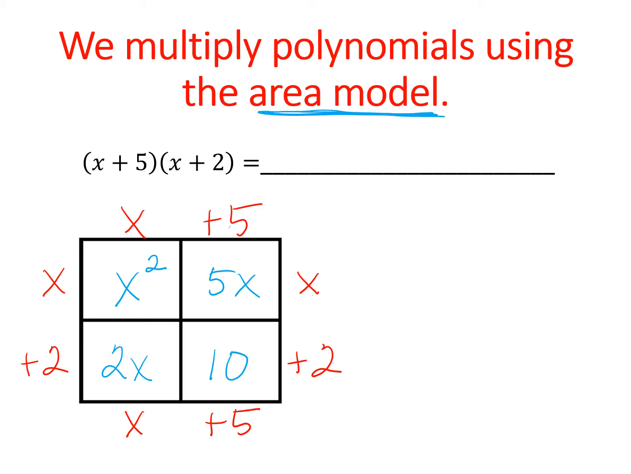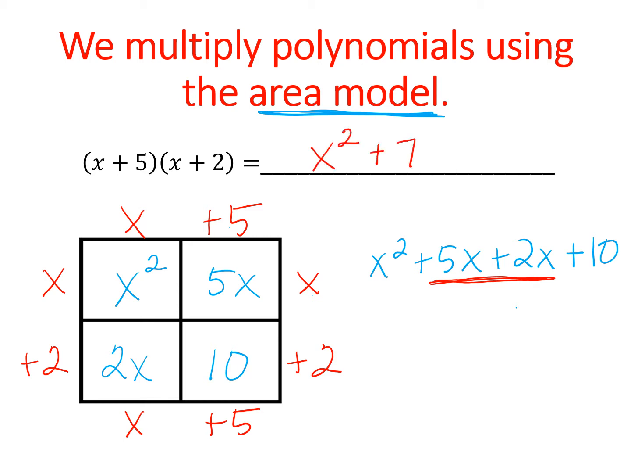A lot of you tend to, on that last step, change and start adding. But again, think area, area, area. And area is length times width. So now if I want to find the area of the entire huge black box, we're going to take each of the 4 little boxes and combine them. So I'll have x squared plus 5x plus 2x plus 10. And then we know that we can combine like terms. 5x and 2x will give us 7x. Our answer is x squared plus 7x plus 10.